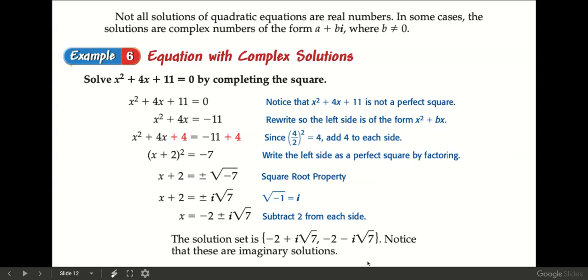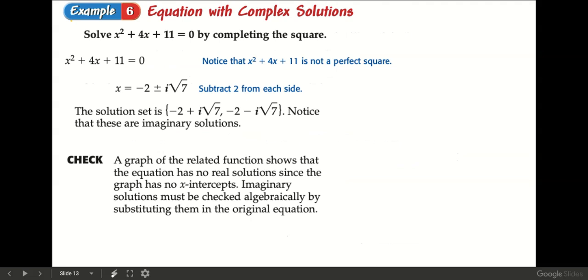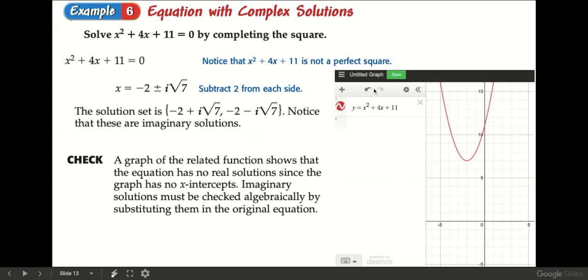Notice that these are imaginary solutions. And you can go ahead and check this on a graph. If I were to take this equation and put it in Desmos and graph the parabola, notice how this parabola does not cross the x-axis. There are no x-intercepts. Therefore, there are no real solutions to this problem, right? They're complex solutions, right?